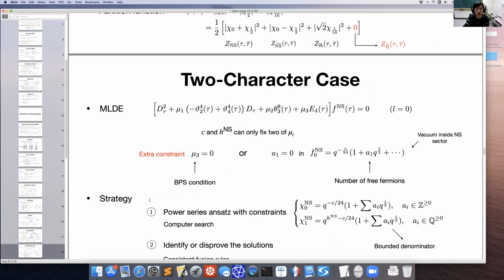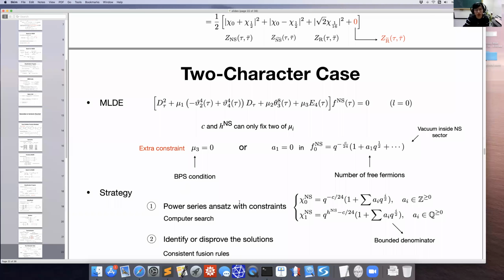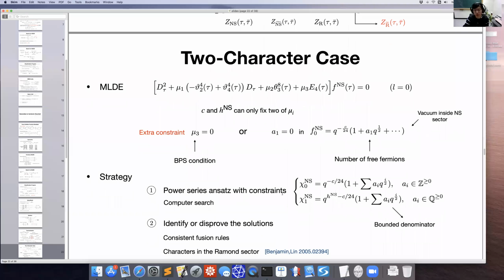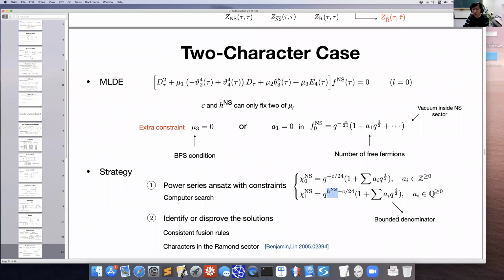And let me repeat the strategy to find the characters. So again, we make a power series ansatz with constraints. But here, in the NS sector, the difference is that we can have half integers in the exponent of Q. And then we do some computer search because we know that C and H and S are all rational numbers. We can make a bound on the denominator and search in the computer software with the following constraint. And the second step is to identify or disprove the solutions.